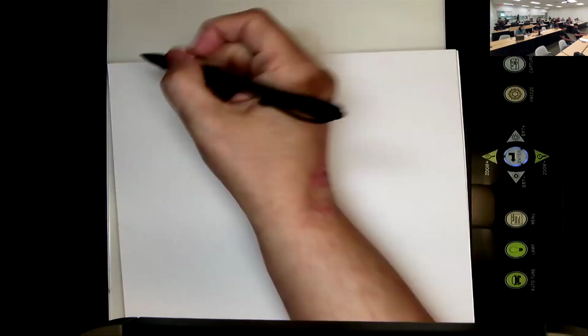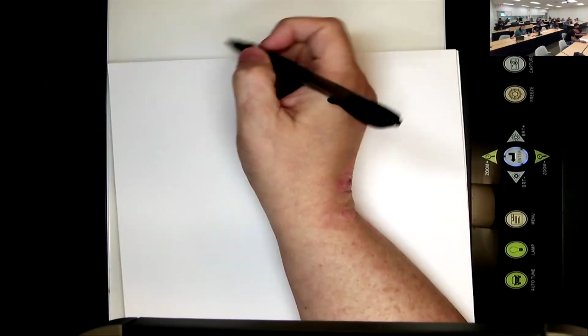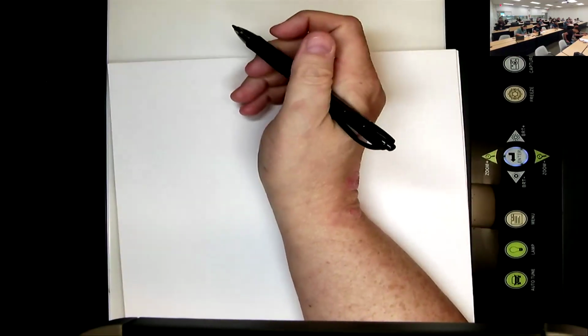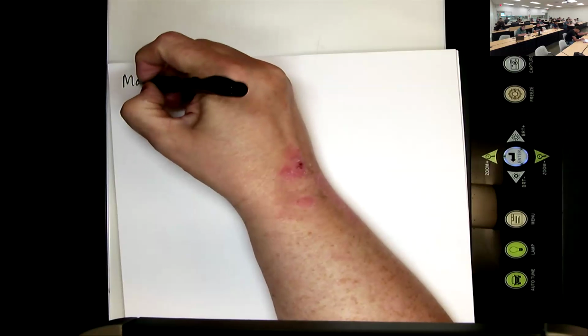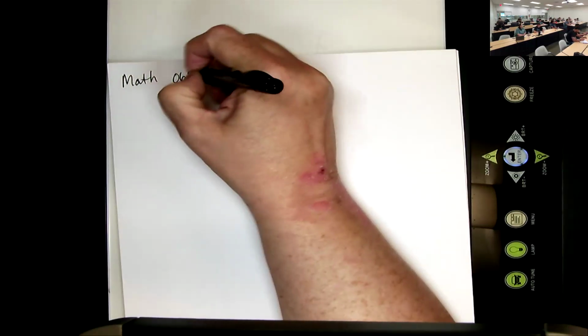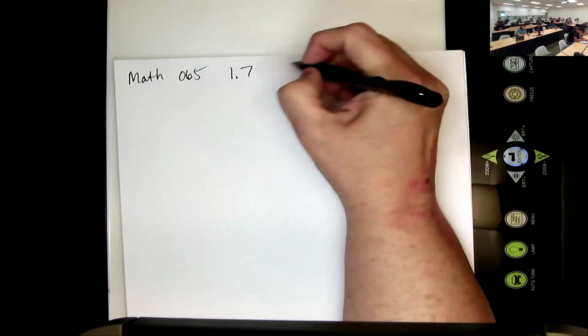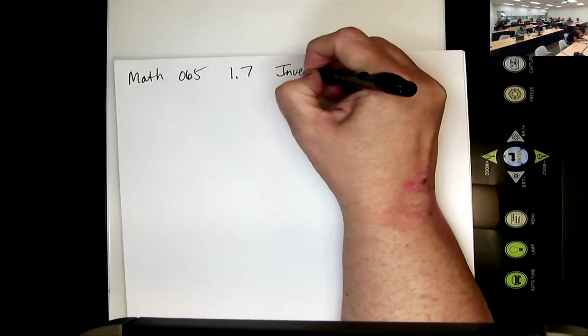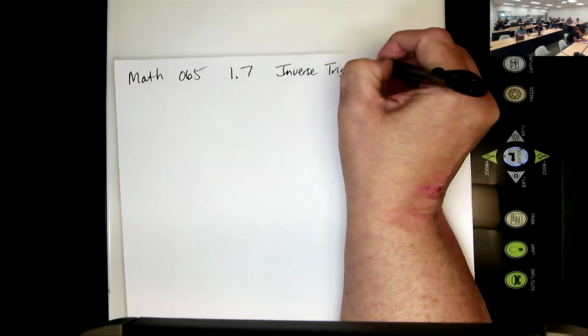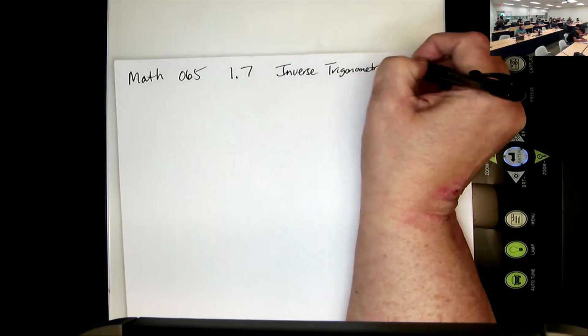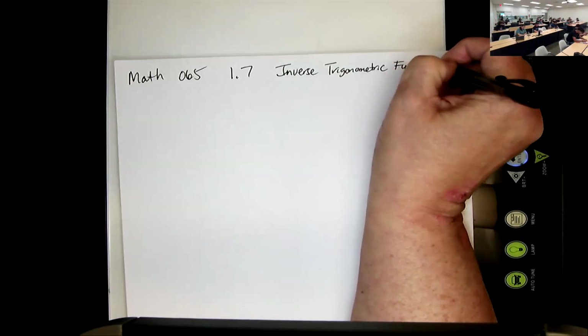Let's do some, well, I don't want to say we're going to do some calculus because we're not doing some calculus. We're doing some last minute refresher on some trig just to make sure that you remember it. So 1.7 is on inverse trig functions. And 1.8, when we get to that in the next hour, is on exponential functions and logarithmic.